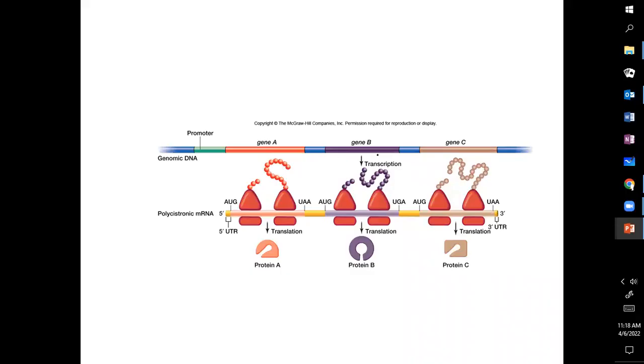So let's take a look here. Again, just demonstrating. We've got our promoter region. Any kind of regulatory regions might be around here as well. Gene A, gene B, gene C. Now the product of operon transcription is that we have a messenger RNA that codes for a number of proteins. And we call this polycistronic mRNA.